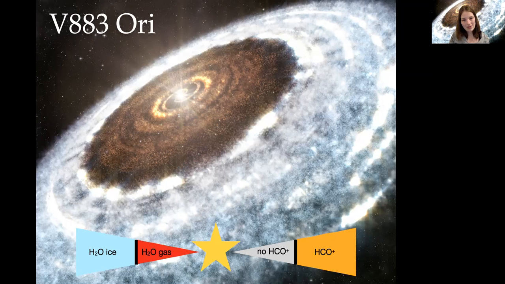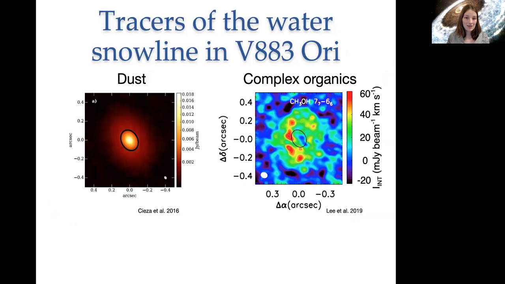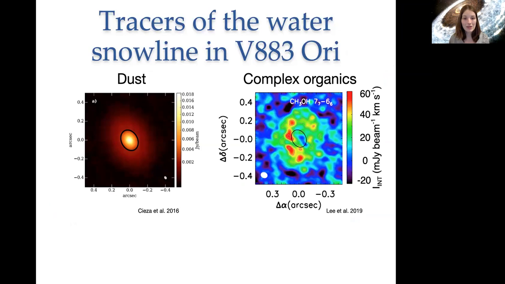Not as HCO+, but for example with dust. Because a very abrupt change in the continuum emission is observed around 42 AU, indicated by this black ellipse. And that has been attributed to the water snowline. But also complex organic molecules have been used.